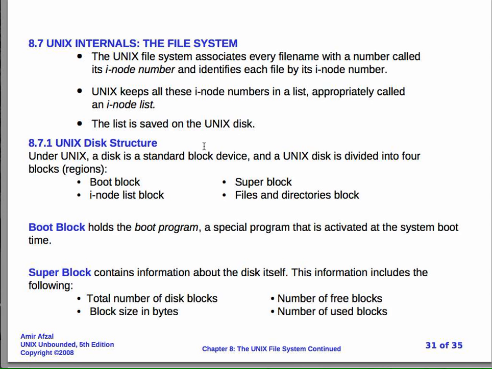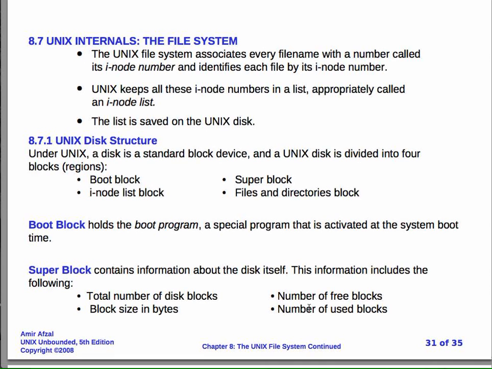So the Unix disk or file system has a certain structure. A disk is a standard block device, and a Unix disk is divided into 4 blocks or regions. There's first a boot block, which allows you to boot off that disk. There's a super block, an inode list block, and then the actual files and folders, that are files and directories, stored on that drive. The boot block contains the boot program that's used to start up the system. The super block contains information about the disk itself: how many disk blocks it has, the size of each block, the number of free blocks, and the number of used blocks.